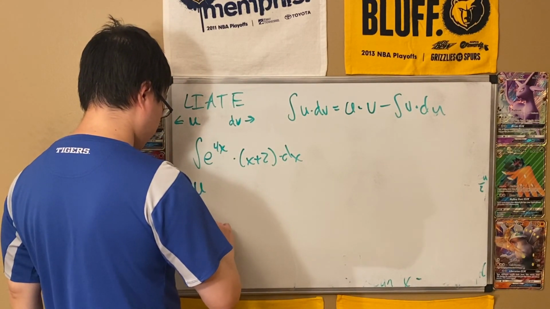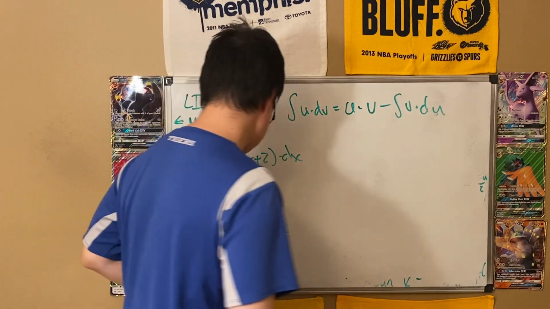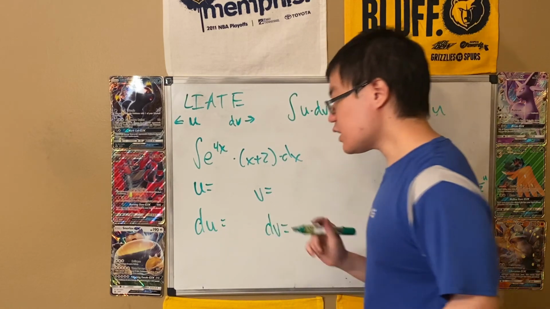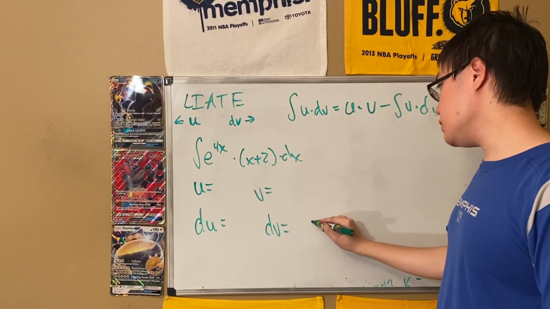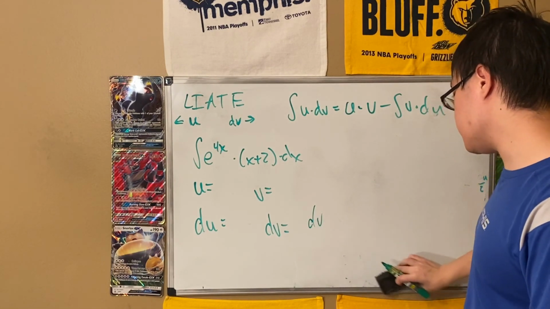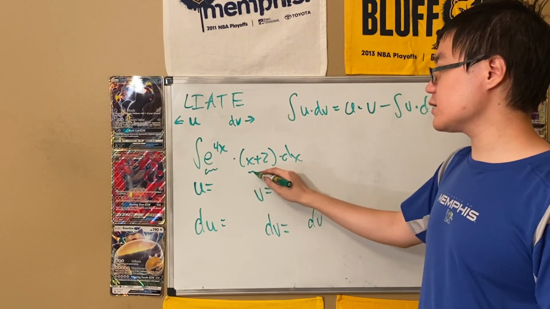If you want, you can form my little rectangle. I like my rectangle. He is my friend. So when we have this, remember you're choosing two things, u and dv. Dx always goes with dv. So now we're just basically choosing between u and dv for the e to the 4x and x plus 2.